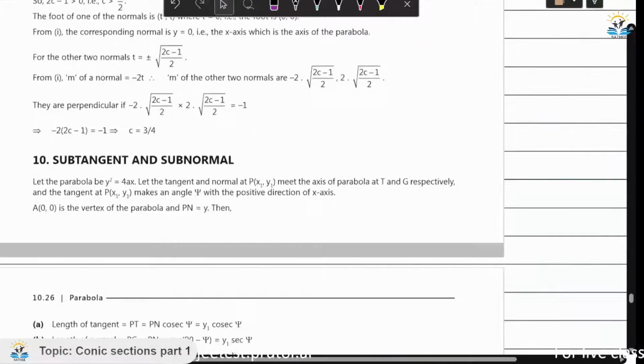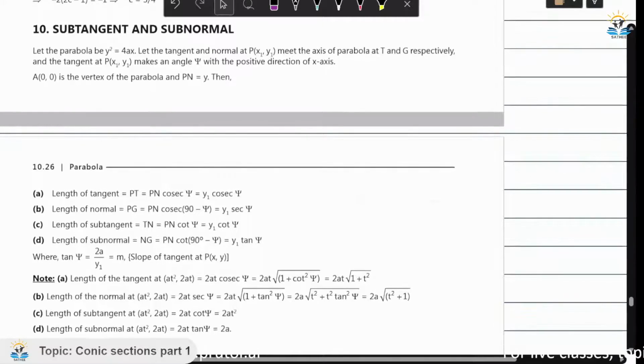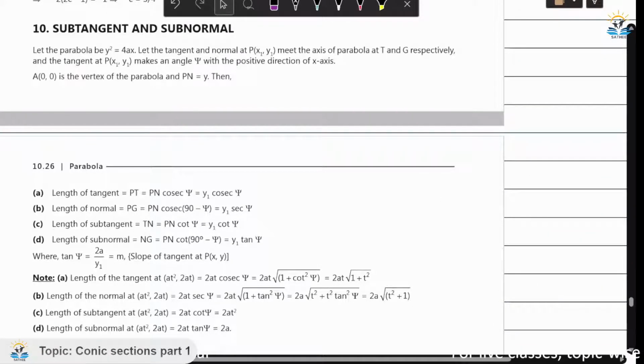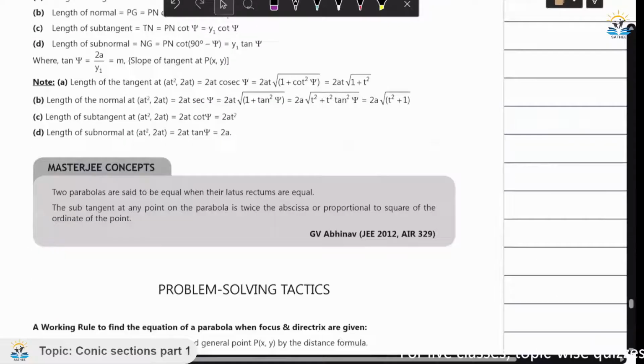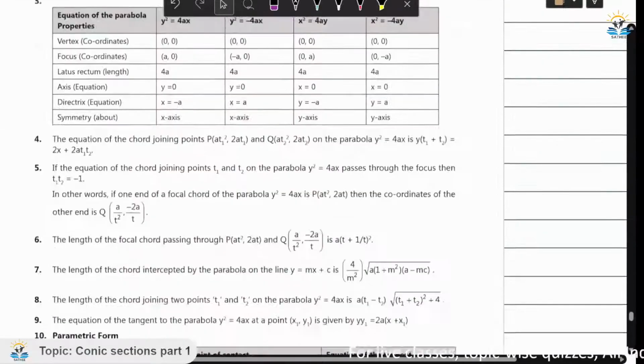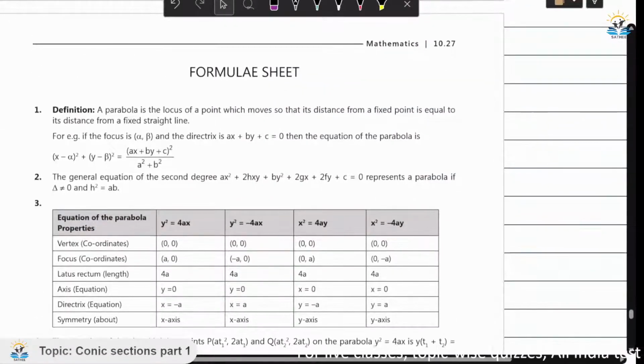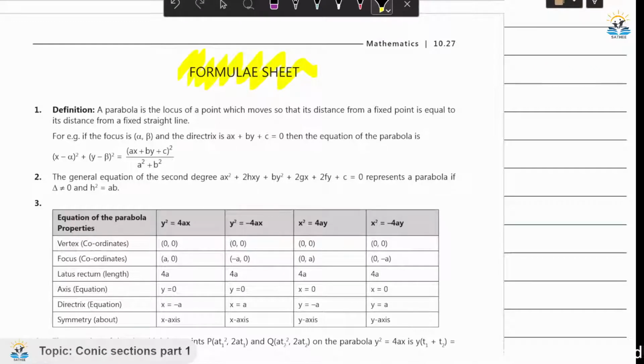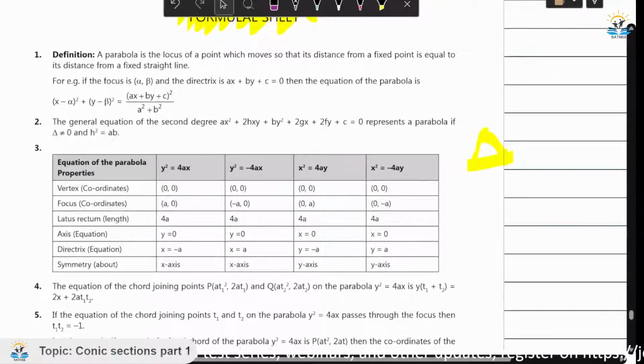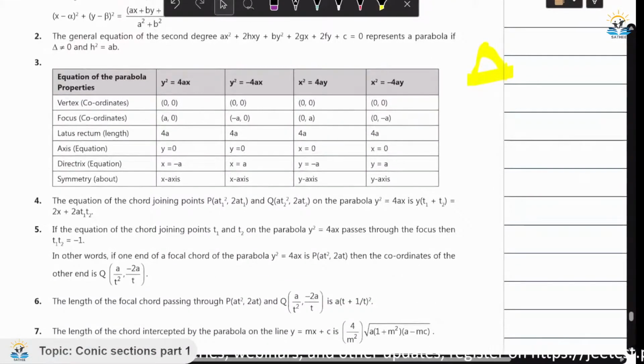Do we have any other topic missing? Yes, subtangent and subnormal. So let the parabola, okay, I don't think this is very important. Yeah, this formula sheet is very important, guys. You have to learn this by heart, I must tell you. Not by heart, but this can be a reference point while solving. So try solving this once, and when you solve it, you'll be able to learn the formulas by yourself. So these are the definitions and the formulas that you have.